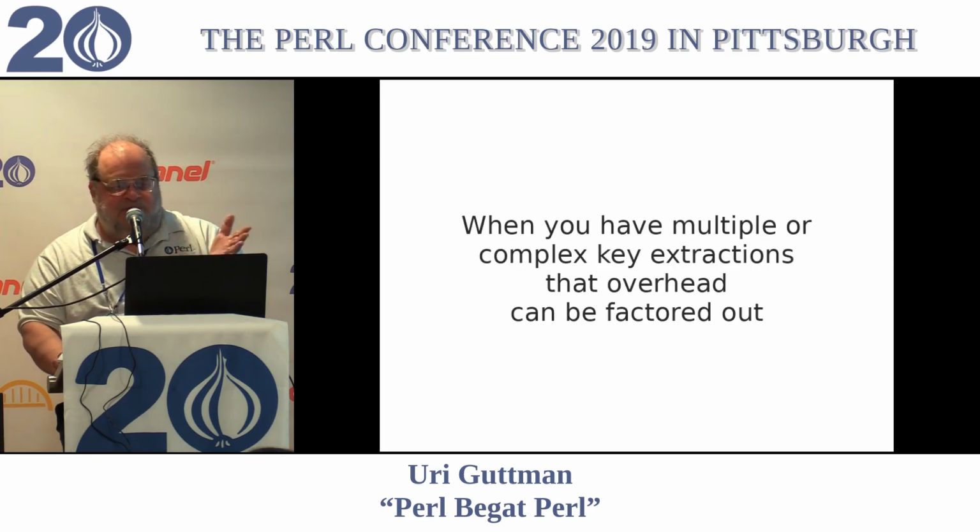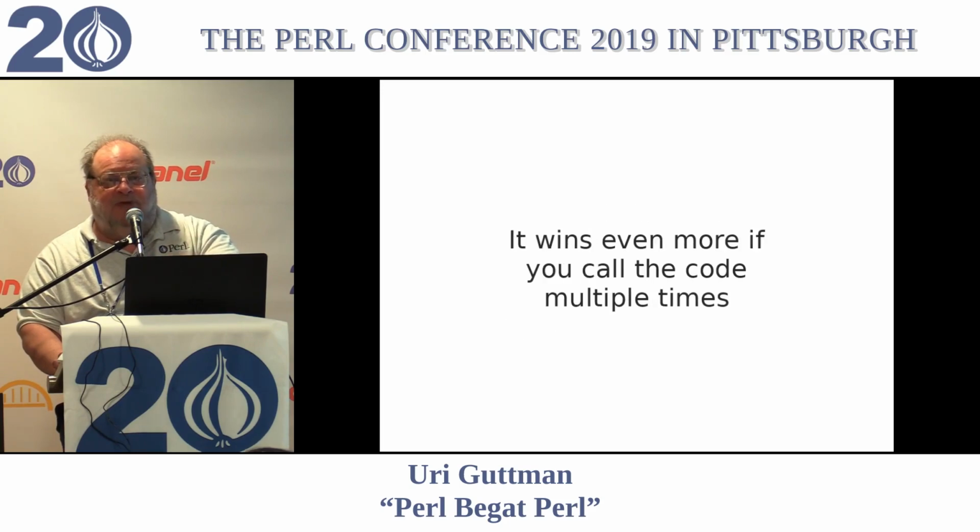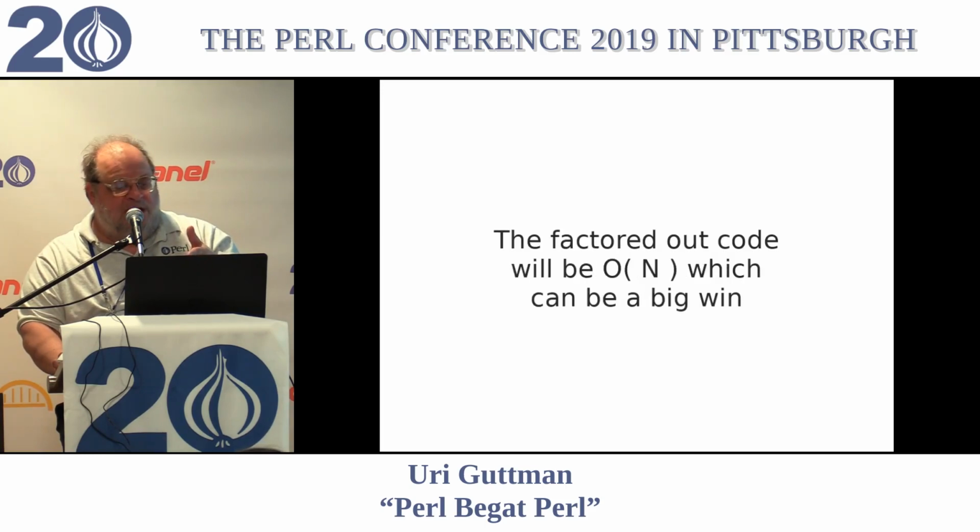Okay? Everyone follow that? When you have multiple or complicated key extractions, you can factor out that overhead, because you're sorting every time you access that key, doing it n log n times. And that's a lot of extra work. You can reach a big speed up if you convert that pre-processing into generated code. If you're doing a lot of sorting on different data sets, it can really give you a big speedup. And the factored out code will be order of n, not n log n, because you're doing it linearly on all the data.